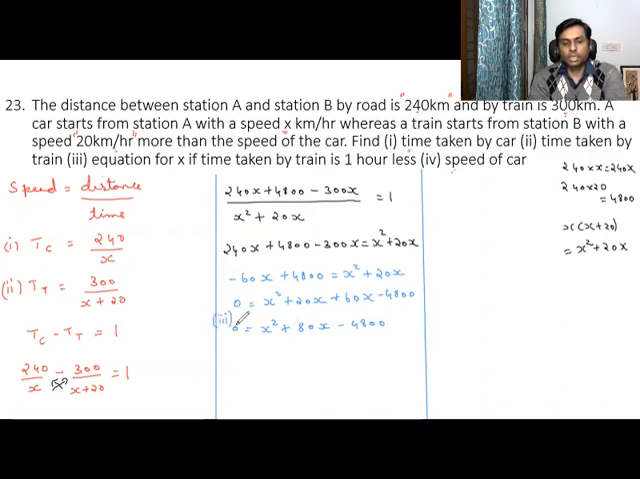So we got the third subdivision also. The fourth one, find the speed of car. Speed of car is x. If you solve this quadratic equation, you will get the speed of car. So all we need to do now is just solve this quadratic equation. You can solve it two ways. You can factorize it, or you can use the formula. Use the formula.